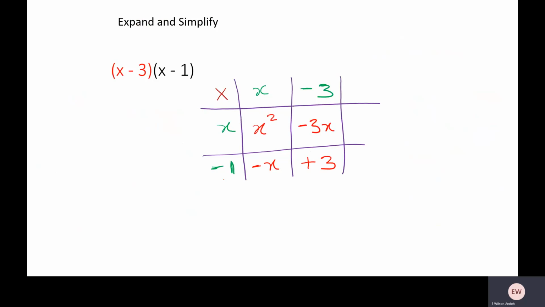So now let's write everything out and group like terms. So we are going to have x squared minus 3x minus x plus 3. And this will give us x squared minus 4x plus 3. The 3x and then the x are the like terms.